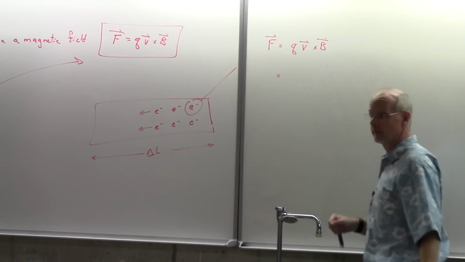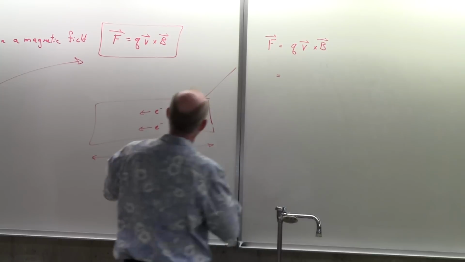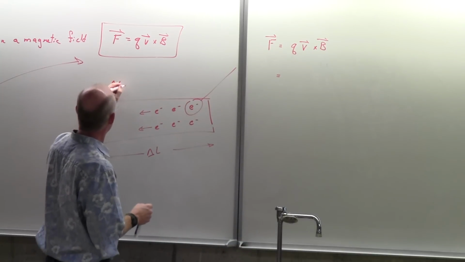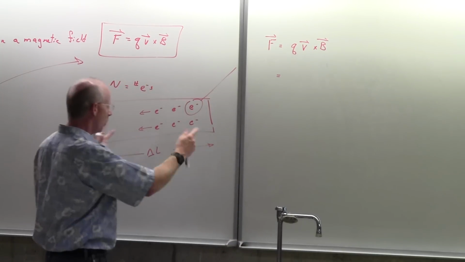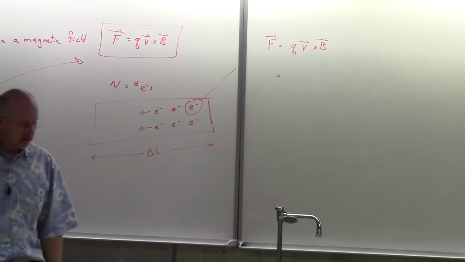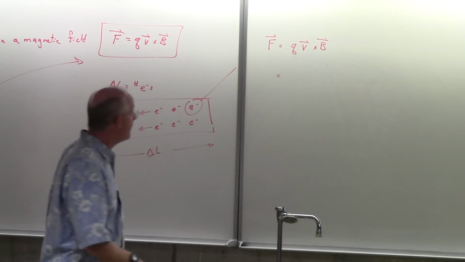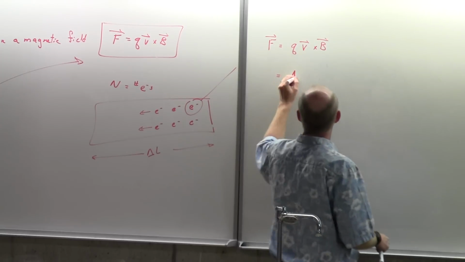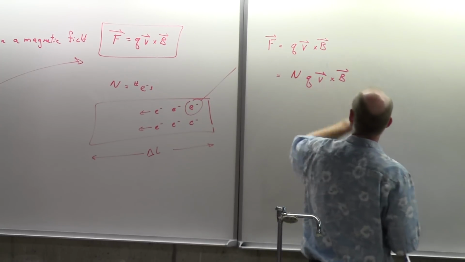However, I don't just have one electron moving, do I? I have a bunch moving. So let's just say that there are n electrons within this little section. What do you think the total force would be then? Well, would it be okay if I write it that way?